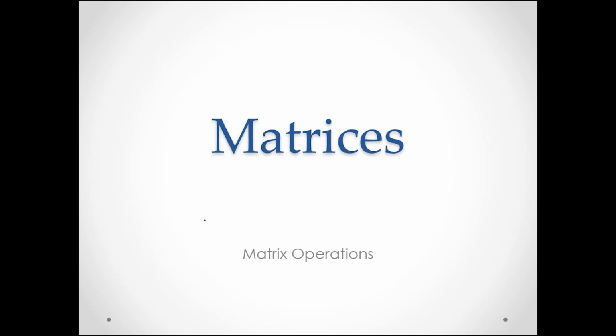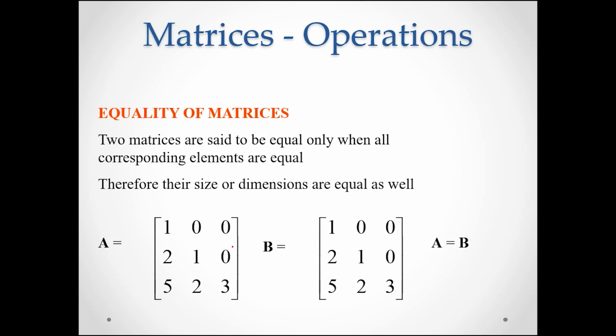So I hope that you all are clear with the types of matrices that we have. We have learned about rectangular, square, row, column, unit matrix, scalar matrix, diagonal matrix, upper triangular, lower triangular, and all types, right? So now let's talk about the operations. The first operation that we are understanding is called the equality of matrices.